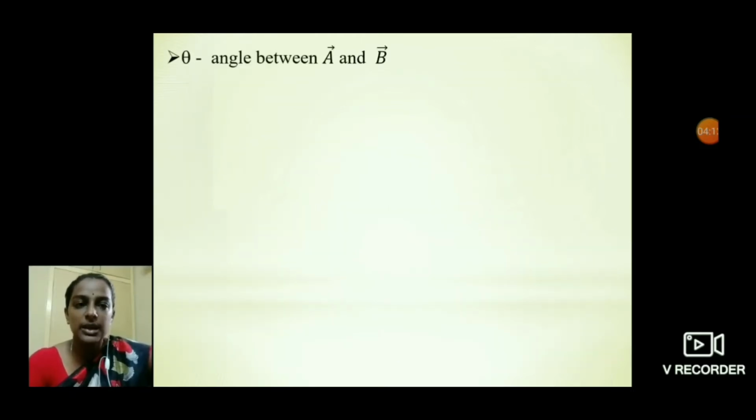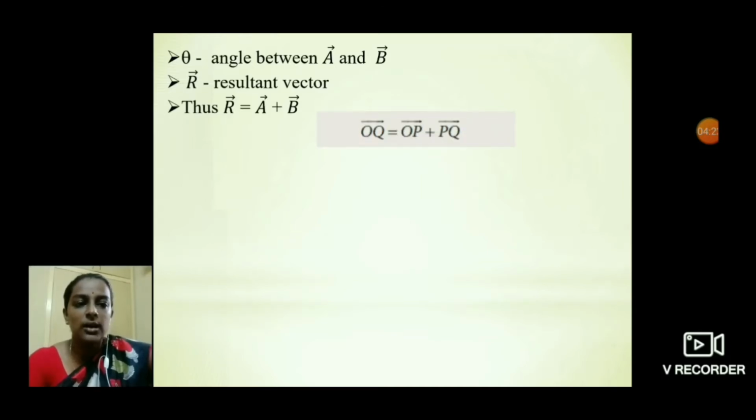Next, the angle between A and B is theta. The resultant vector is R vector, as I said. Thus, R vector is equal to A plus B. We can also represent it as OQ vector is equal to OP vector plus PQ vector.